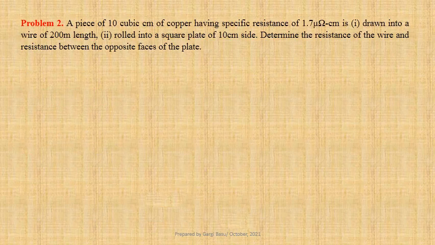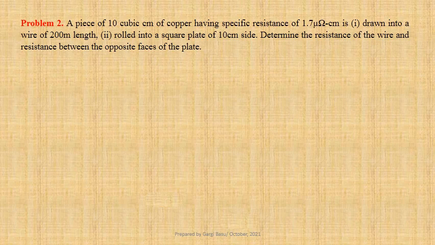A piece of 10 cubic centimeter of copper having specific resistance of 1.7 micro ohm centimeter is drawn into a wire of 200 meter length. We have to calculate the resistance of the wire. If this piece of copper is rolled into a square plate of 10 centimeter side, we have to compute the resistance between the opposite faces of the plate.